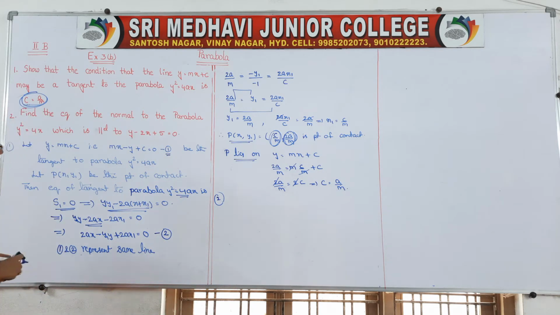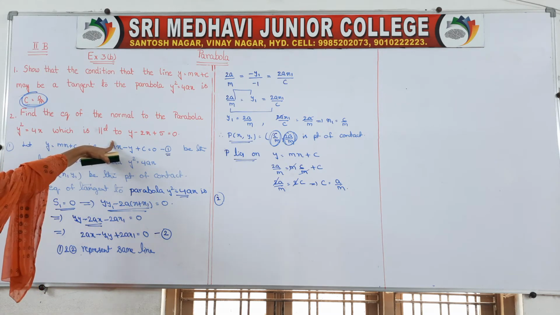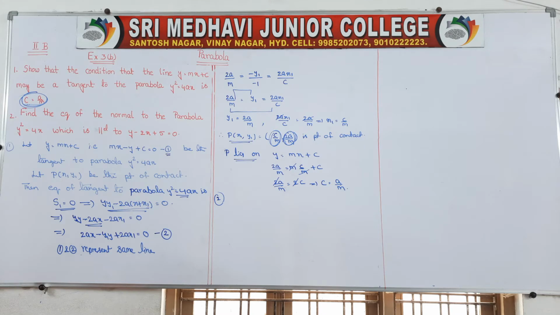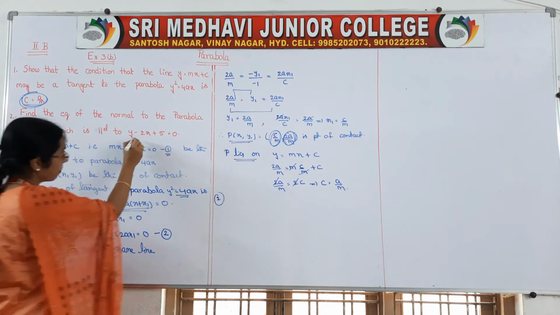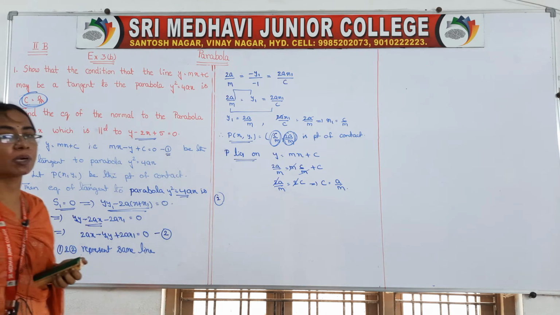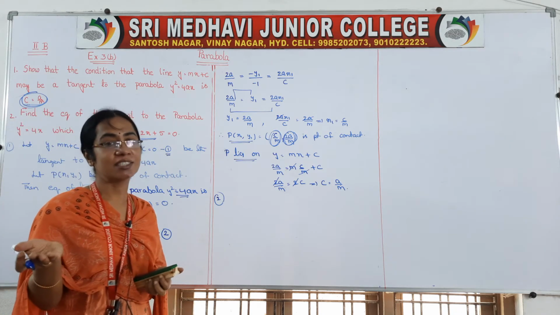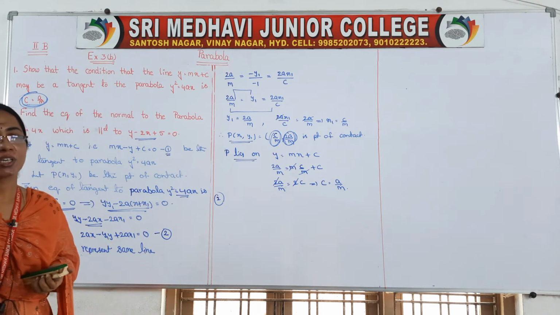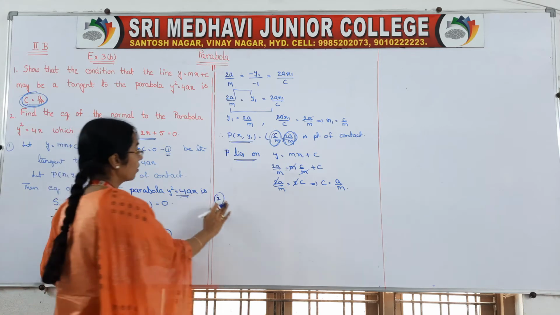Find the equation of the normal to the parabola which is parallel to this one. So we have to find the normal to the parabola y square is equal to 4x, which is parallel to this line. Again, normal is nothing but the perpendicular line to the tangent. Again it is a line only. Okay, so come on, what is that?